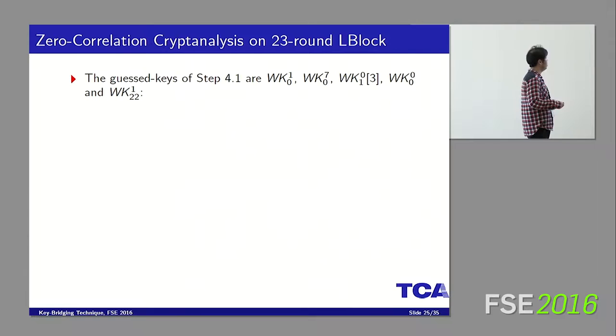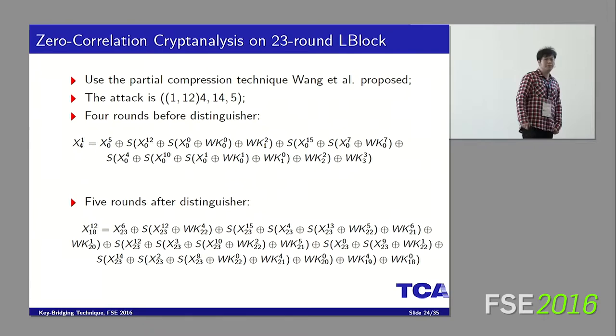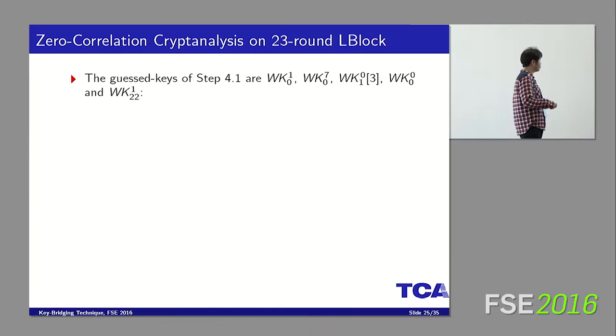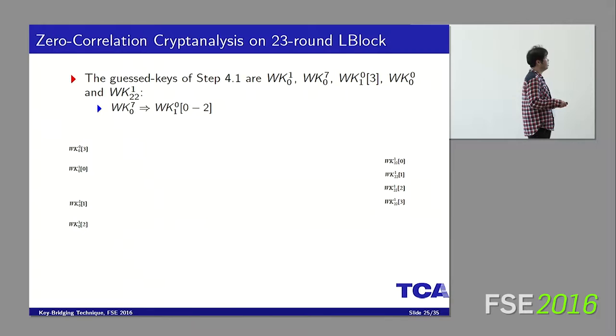Since the main time complexity of this attack comes from step 4.2, just as in the earlier paper, we show the key bridges of this step as follows. The guessed keys of step 4.1 are like this. And we can get normal key bridges like this. And we can get more complicated key bridges. These bits are from these bits, from these keys.